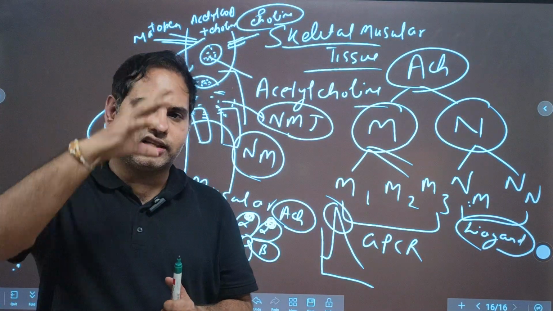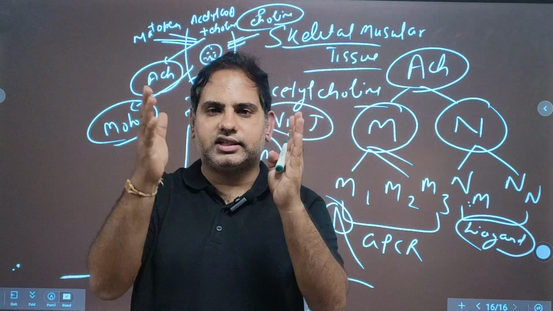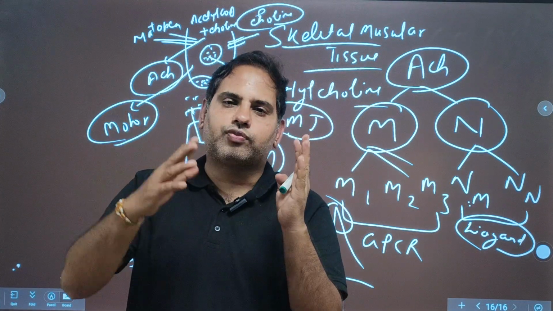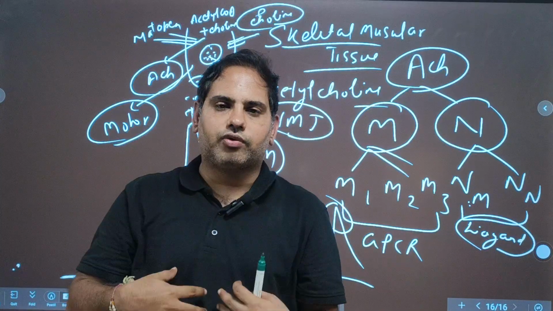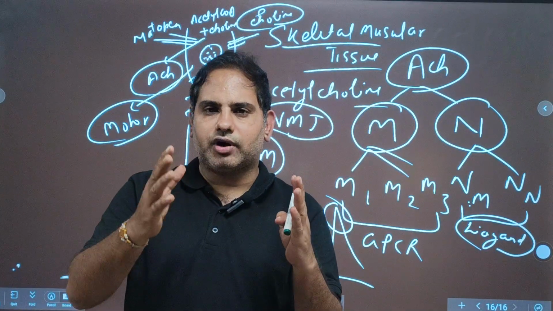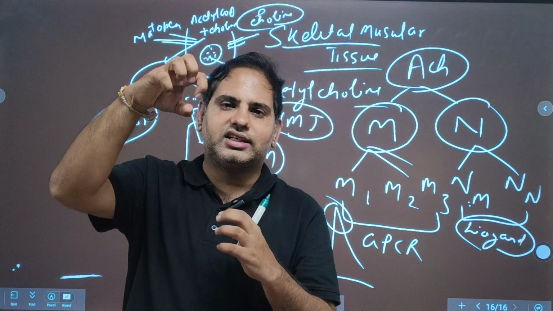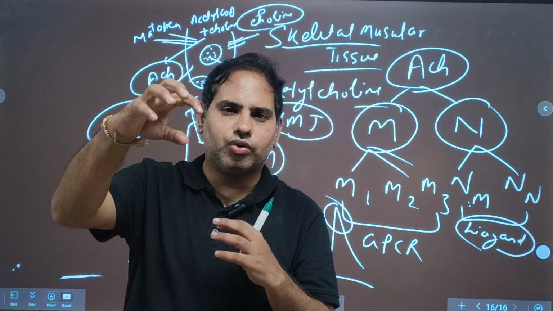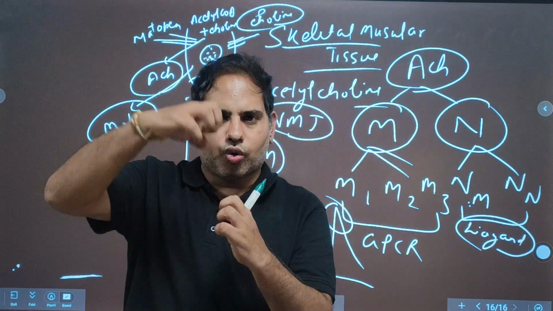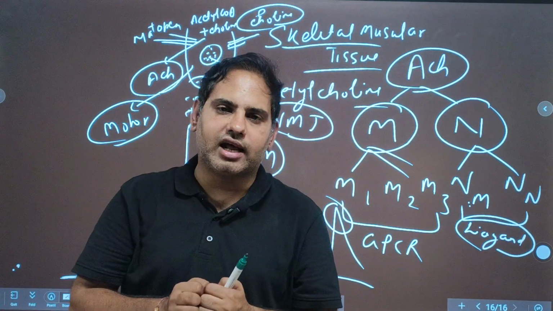How is it biosynthesized in the neuron? In neurons, there are choline channels, and from where are you getting the choline? Choline you are getting from the food, and choline uptake happens. Choline will enter inside the neuron, and in the neuron, in the mitochondria, there is acetyl coenzyme A. So acetyl coenzyme A will bind with the choline and form acetylcholine.